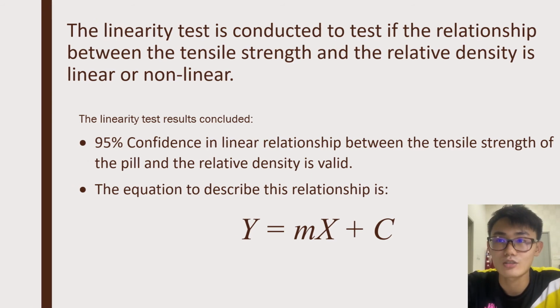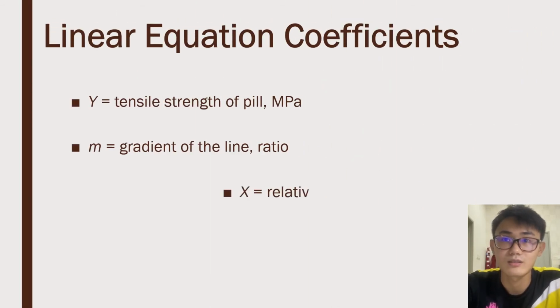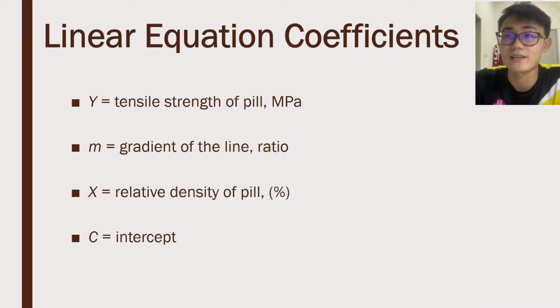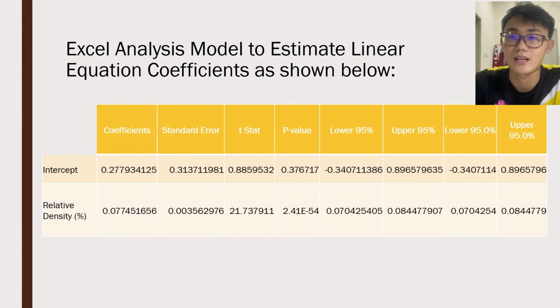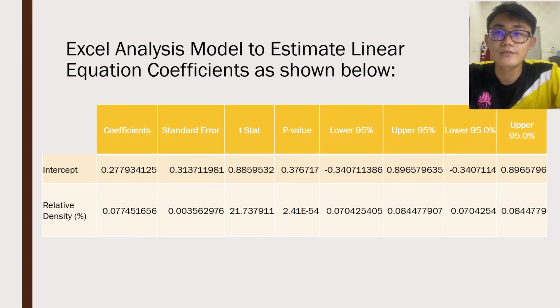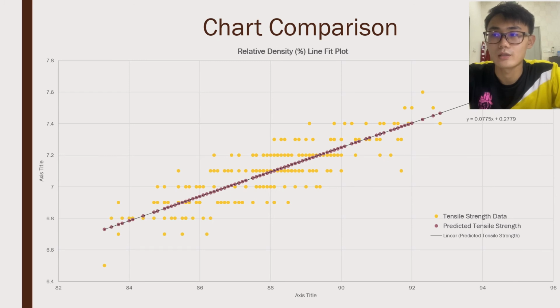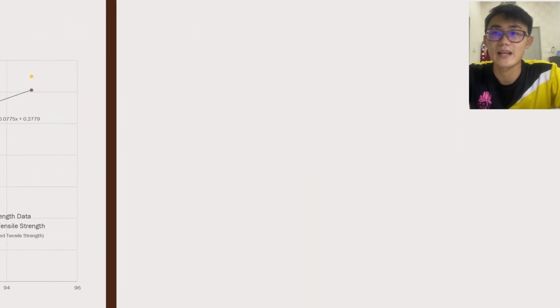The equation represents each coefficient, where y equals the tensile strength of PU, which is the dependent variable, and x equals the relative density of PU, which is the independent variable. And this is the analysis model to estimate the linear equation coefficients as shown below. The linear regression equation is obtained as this equation. And this is a chart comparison. The blue dots represent the tensile strength data provided by the question, and the orange dots are the predicted tensile strength.